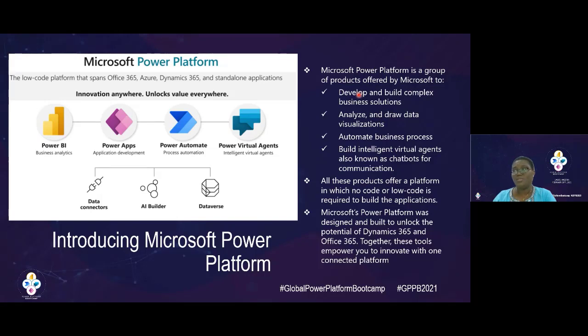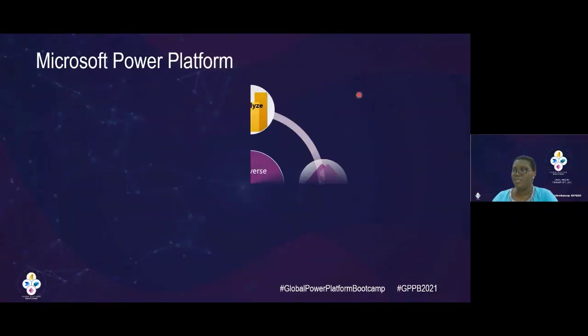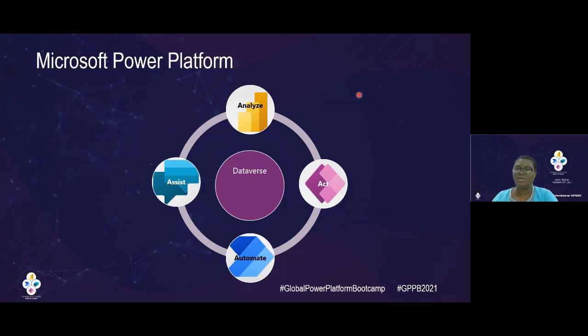So once again, the Power Platform is a group of products offered by Microsoft to develop and build complex business solutions using the Microsoft Power Apps, and then you can analyze with it using the Power BI. So going forward, I think I'll just lay a bit of foundation here. One of the things that comes to mind when Microsoft was building the Power Platform is that it is actually called the triple loop. But now, because of the Virtual Agent, I will call it the quadruple loop.